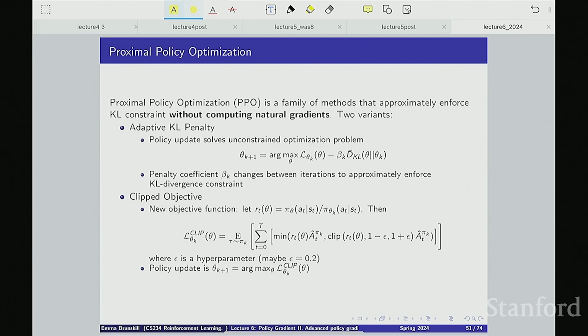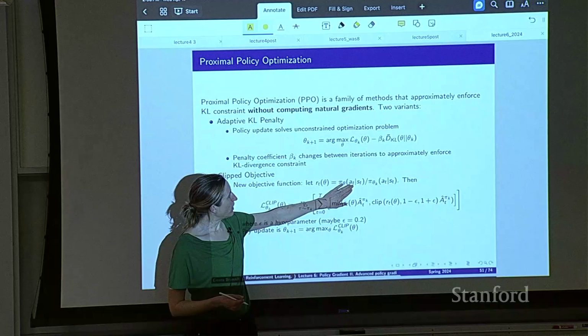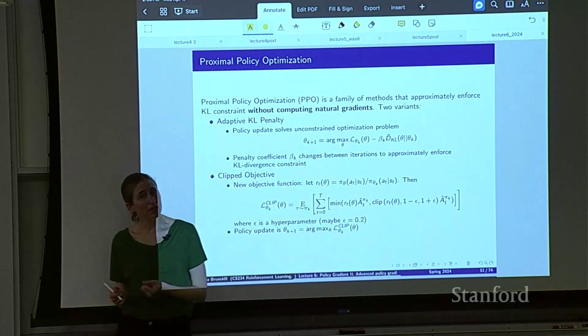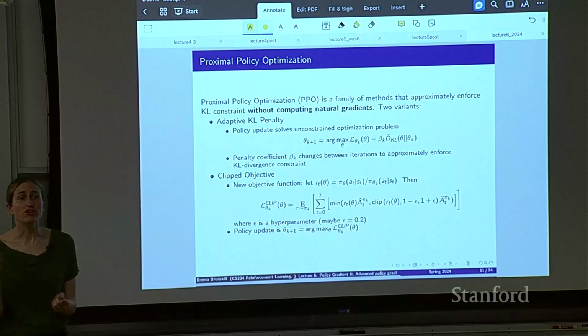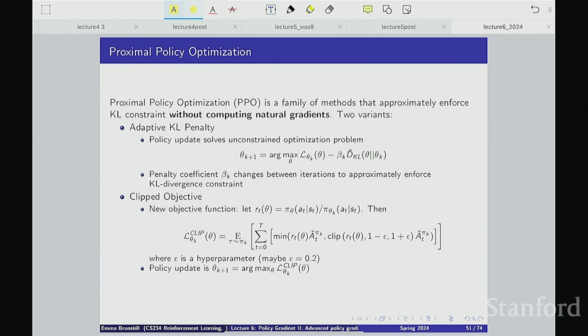If my policy puts a really low probability on something that the current policy puts high probability on, this ratio R is going to go to about 0. And if this puts very high probability, let's say 1, and that puts very low probability, this could be extremely large. This could be like 10 to the 6. This could be very, very large.